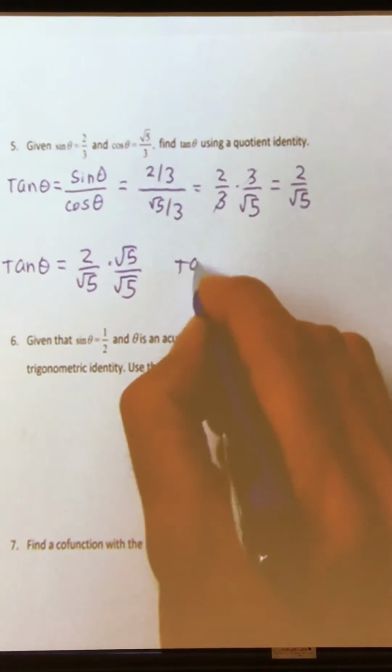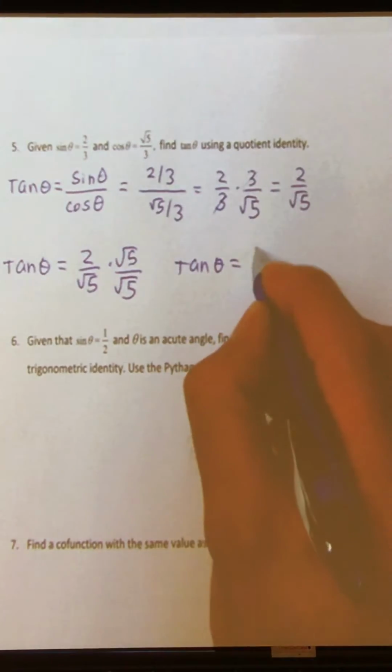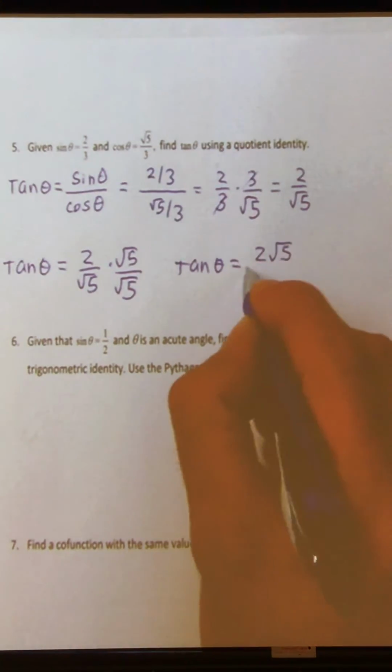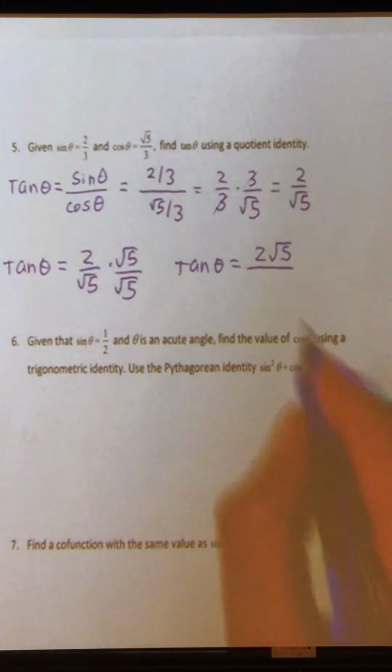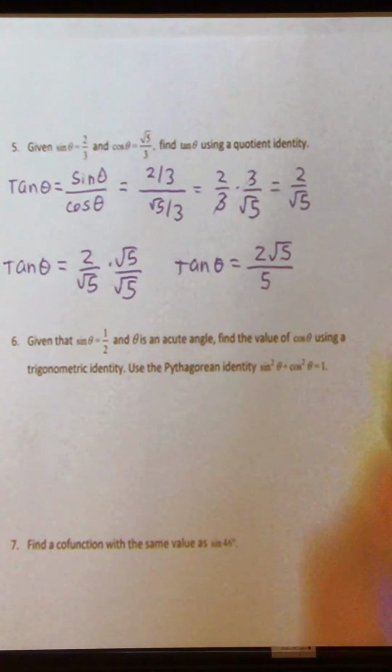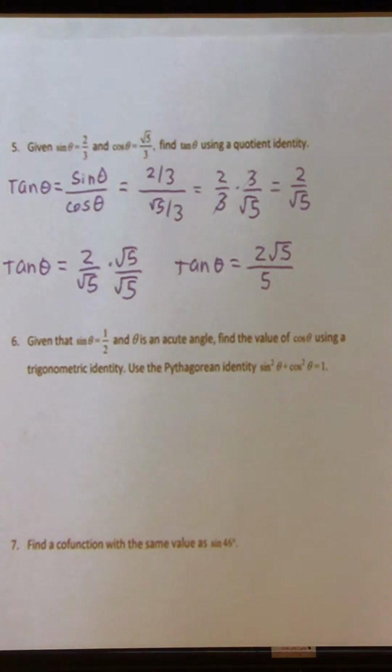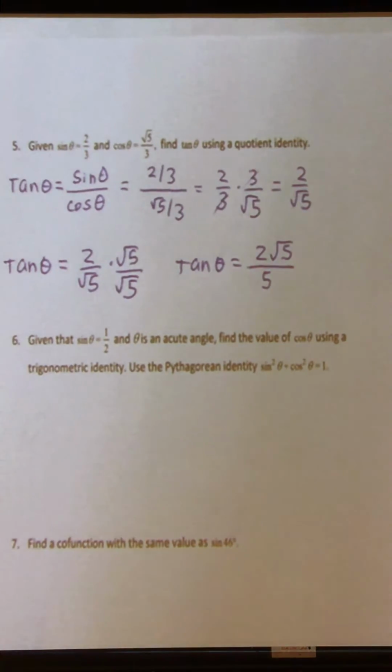And so tangent theta will be 2 square root of 5 in the numerator. And in the denominator, root 5 times square root of 5 is square root of 25, or simplified as 5. And there's our value for tangent theta using the quotient identity.